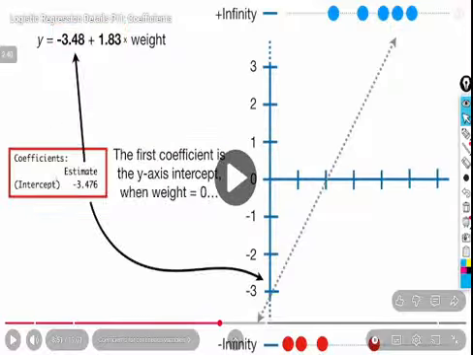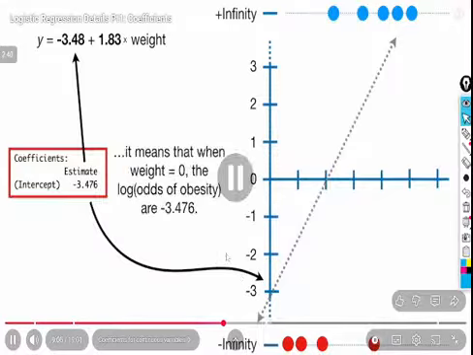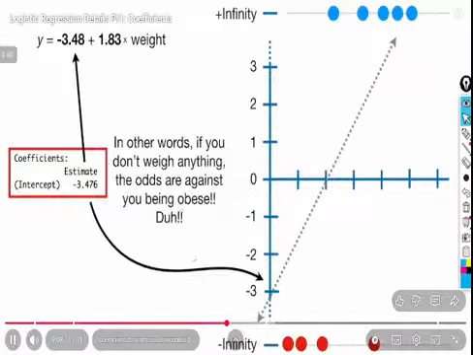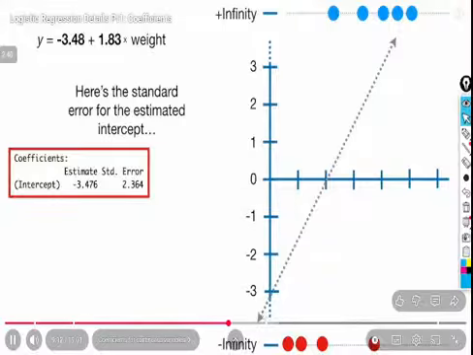The first coefficient is the y-axis intercept when weight equals 0. It means that when weight equals 0, the log of the odds of obesity are negative 3.476. In other words, if you don't weigh anything, the odds are against you being obese. Duh. Here's the standard error for the estimated intercept.